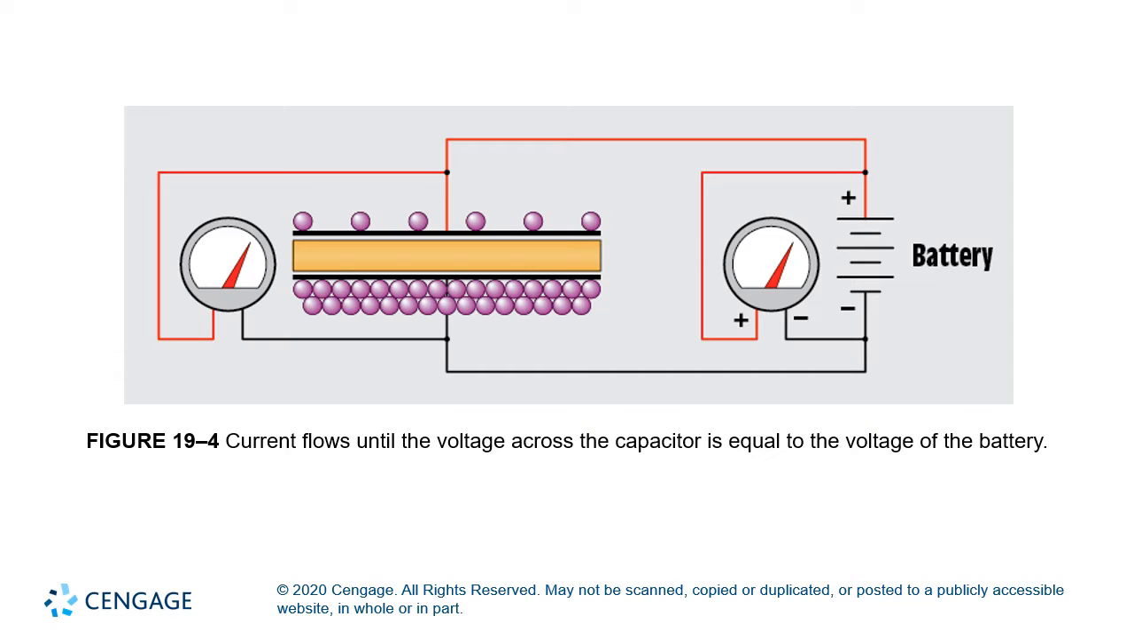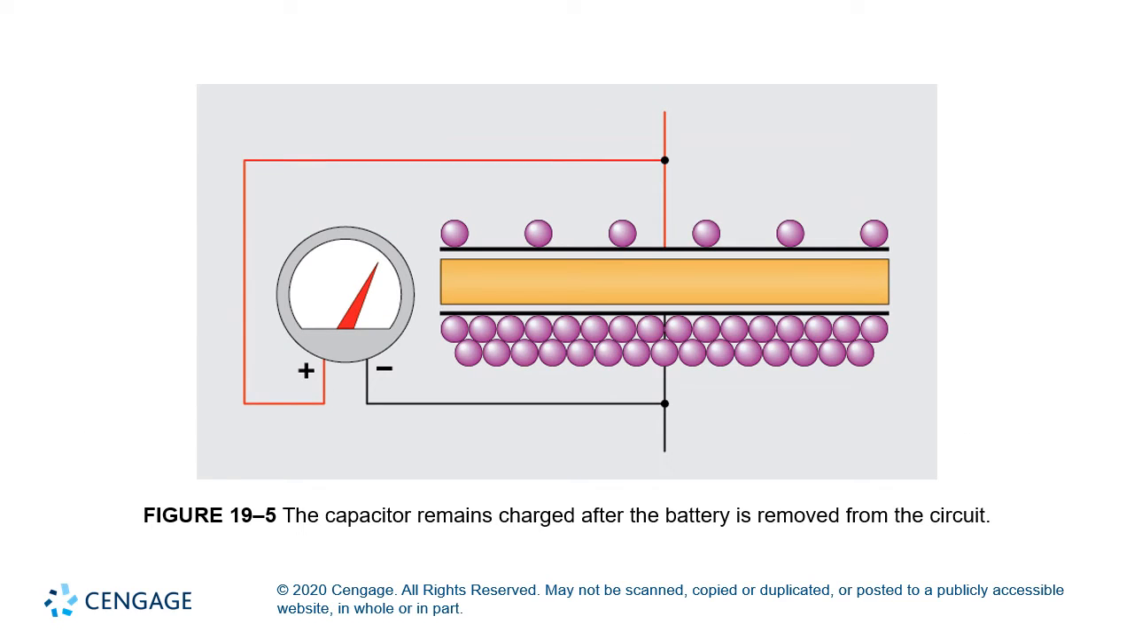So when you first connect a capacitor in a circuit, you're going to get a flow of electrons, flow of current, until the voltage across the capacitor is the same as the applied voltage. And at that point, the current flow is going to stop. Now, if you disconnect the battery or power supply, it turns out that that charge remains. So essentially, you have now stored electrical power in this capacitor for some other application.